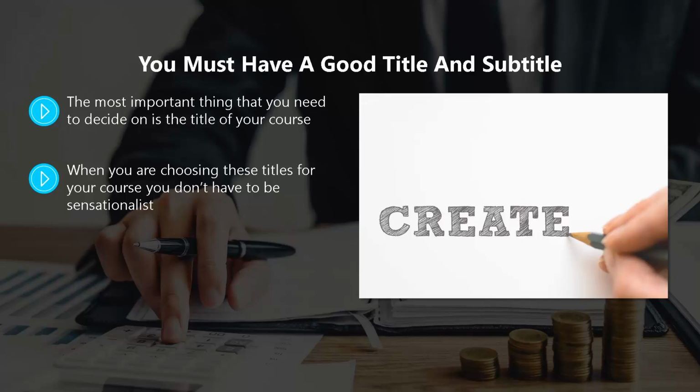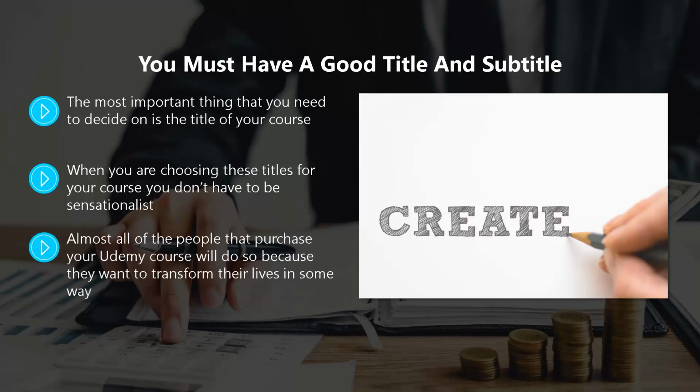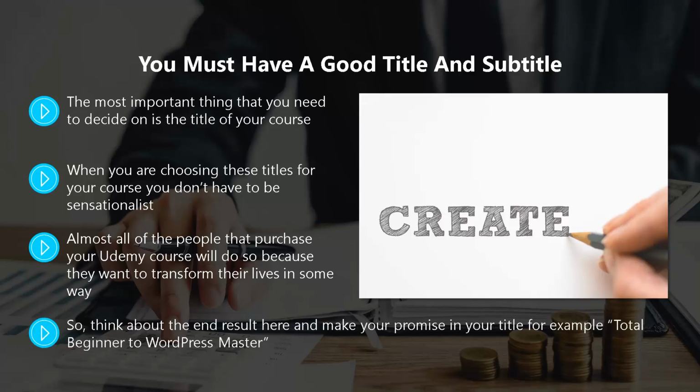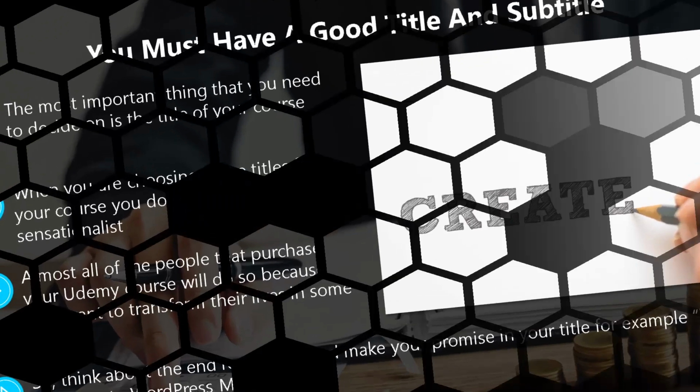Always remember this. People that pay to watch Udemy videos want to achieve results. Almost all of the people that purchase your Udemy course will do so because they want to transform their lives in some way. They are not interested in you or your course, just what it can do for them. So, think about the end result here and make your promise in your title, for example, Total Beginner to WordPress Master. You then need to come up with a good subtitle that reinforces the promise. So you could go for Create Stunning WordPress Websites Without Having to Use a Line of Code.